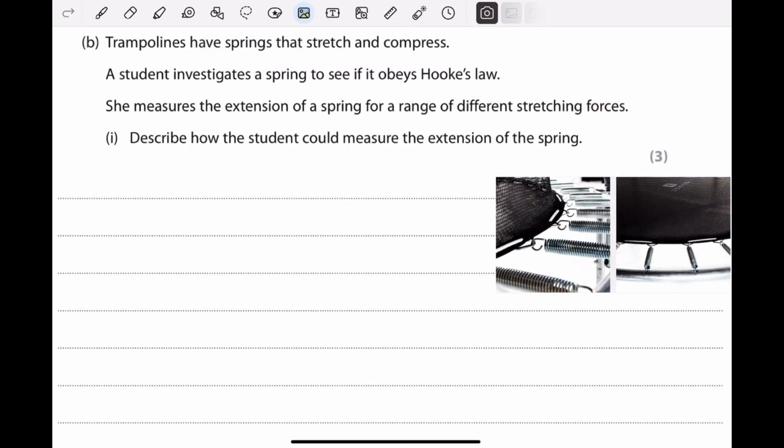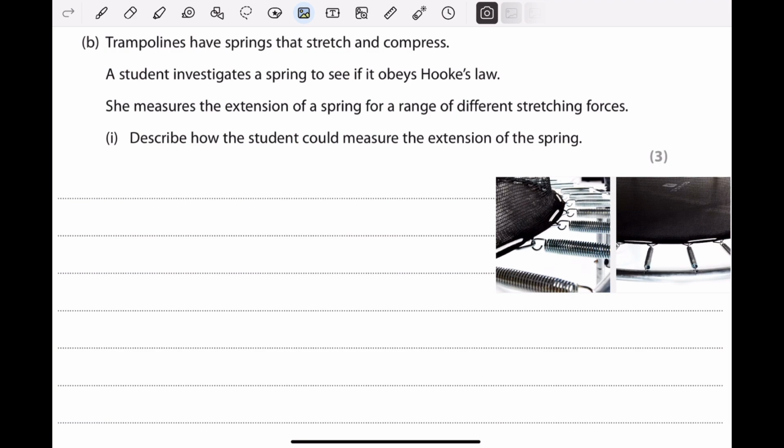For section B, trampolines have springs that stretch and compress, and the student investigates a spring to see if it obeys Hooke's law. She measures the extension of a spring for a range of different stretching forces. Describe how the student could measure the extension of the spring. I took a screenshot from the internet, this one for the trampoline, and these are the springs. So let me break it down each marking point.